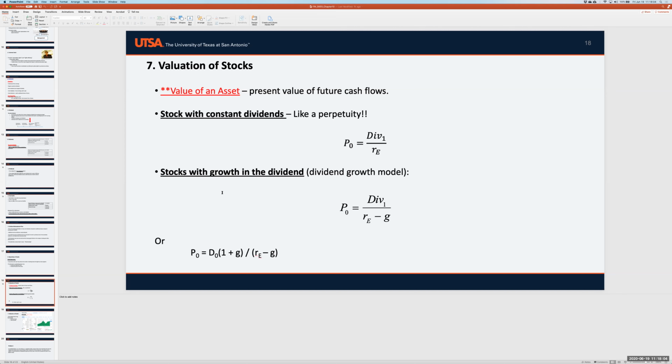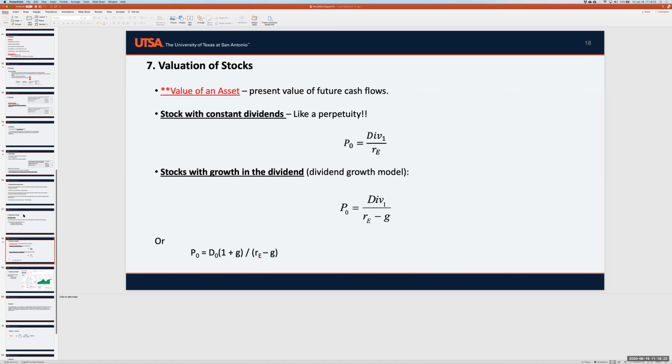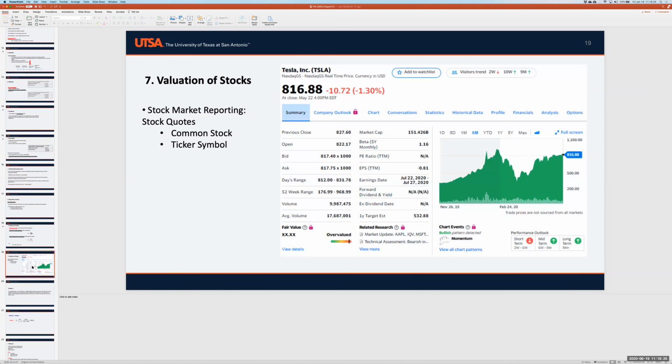Stocks with growth in dividends: if they're not paying constant dividends but are paying dividends in a growth model, you need to take care of this growth. The price is dividend payments divided by return on equity minus the growth rate. So simple calculation. I think the logic is simple.